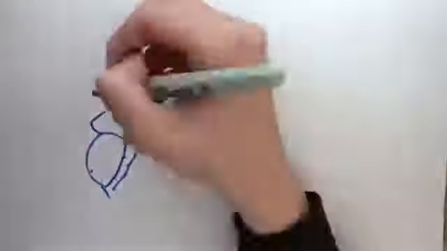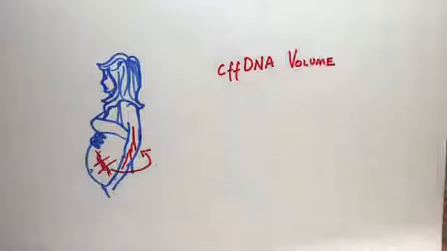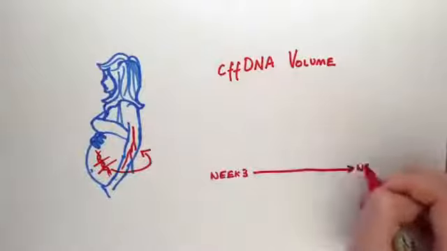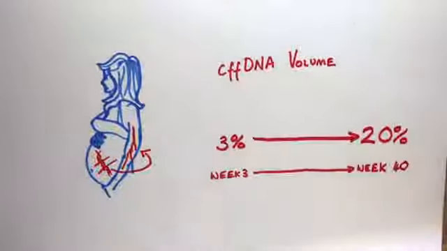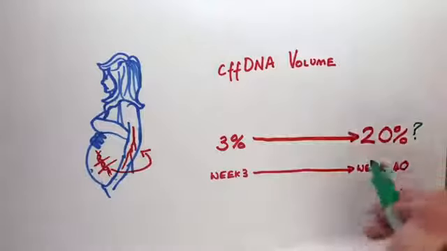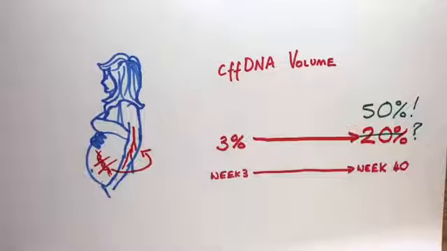So where does cell-free fetal DNA come from? Well, in the pregnant woman, a little bit of fetal DNA that is chopped up starts circulating in the mother's plasma. cffDNA volume varies according to how far along in the pregnancy the woman is and ranges from 3 to 20%, increasing as the pregnancy goes on. There are some samples, however, where you can see up to 50% of the mother's cfDNA is of fetal origin.